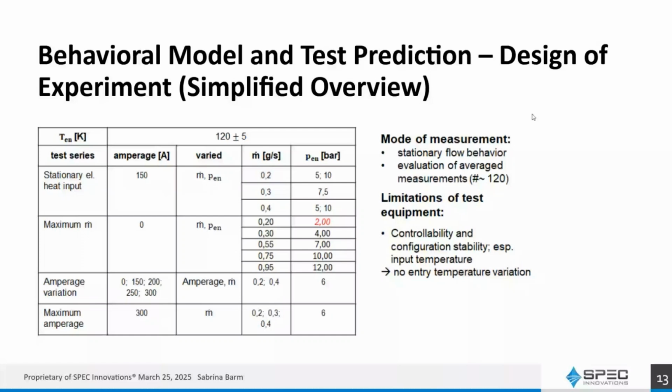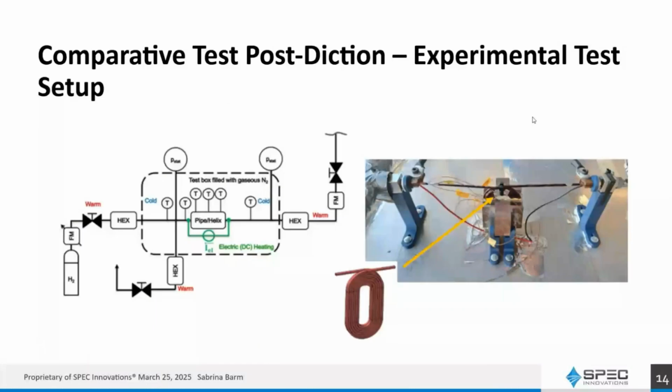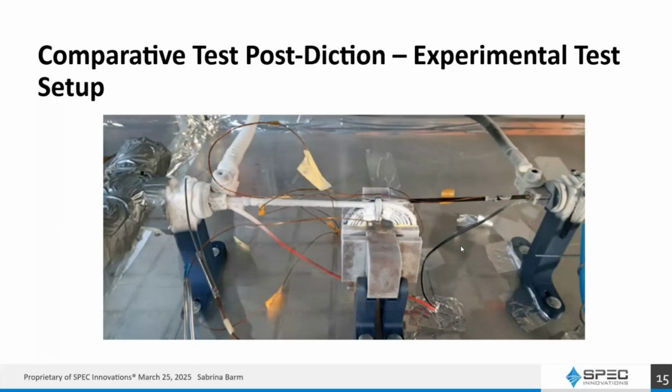And the test setup as such in the experiment looked like this. We had a hydrogen tank and a heat exchanger to cool the hydrogen down to a cryogenic temperature. And the test specimen, the hollow coil conductor, you can see a little CAD screenshot here, or the photograph of the actual specimen here, was inside a test chamber or box that was filled with gaseous nitrogen. Since at these temperatures we're dealing with, there can be quite some issues with icing, even if you apply electrically induced heating. You can see that on the next slide.